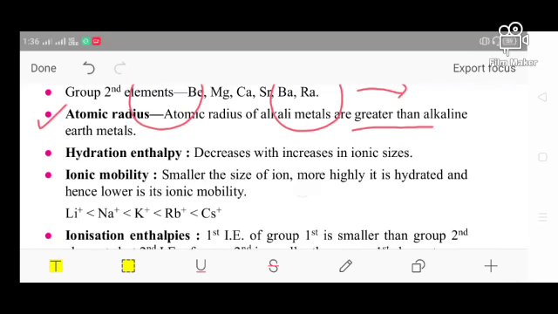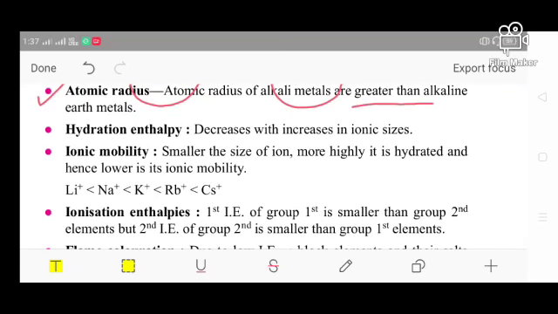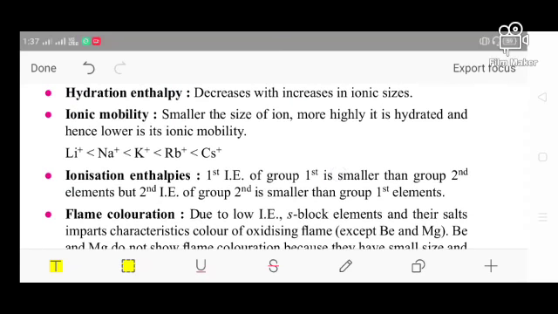Okay, so whenever the atomic radius size increases, the hydration enthalpy also decreases. So the next one is the ionic mobility. The smaller the size of the atom, the more highly it is hydrated, and hence the lower its ionic mobility. So my dear friends, it is a very simple concept.